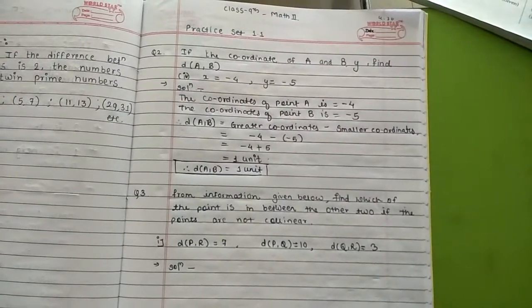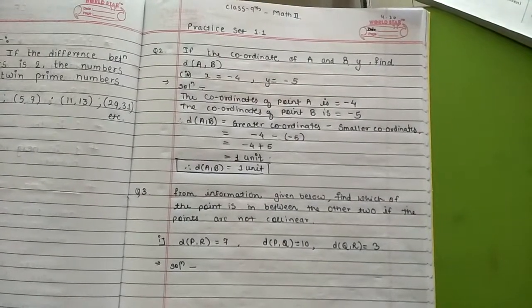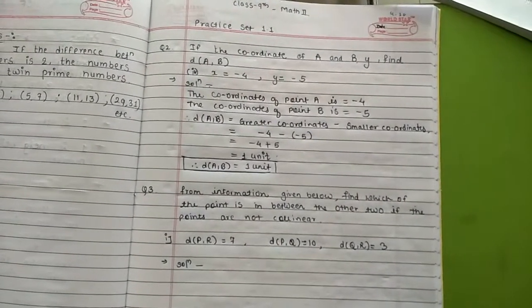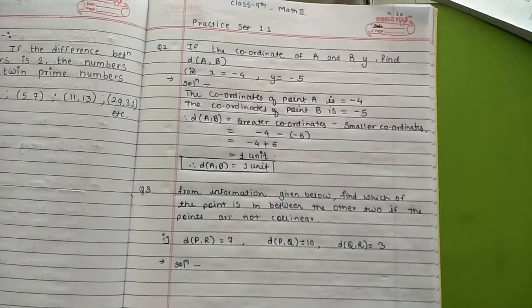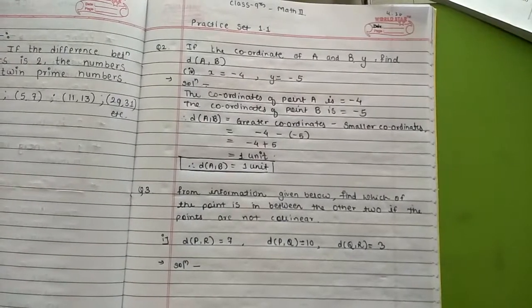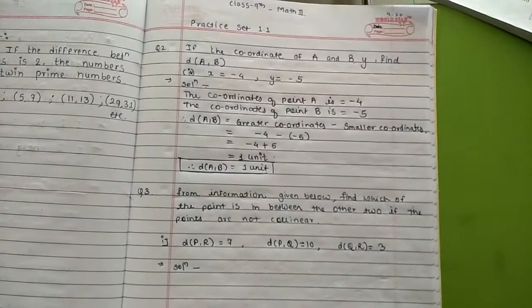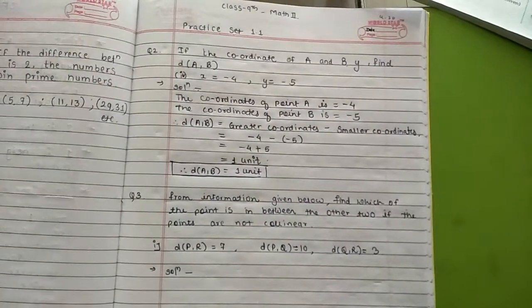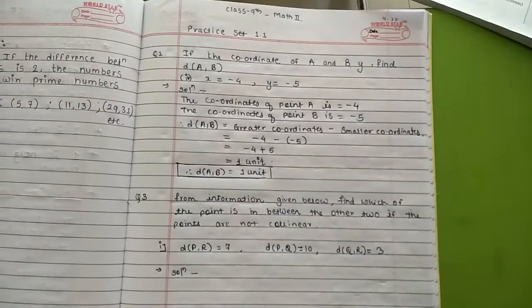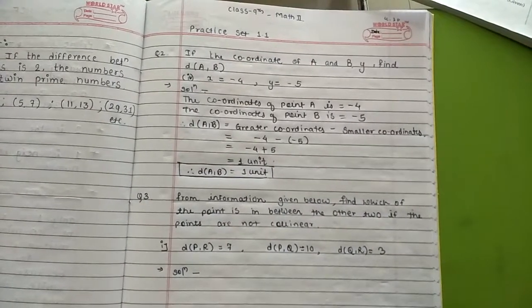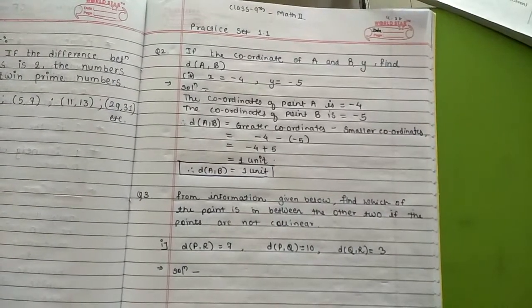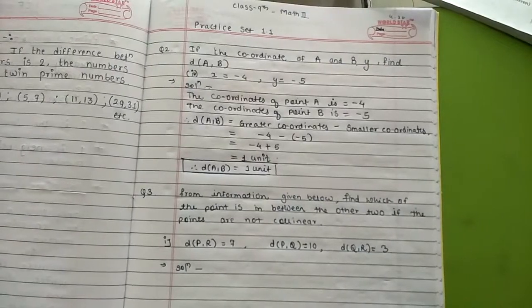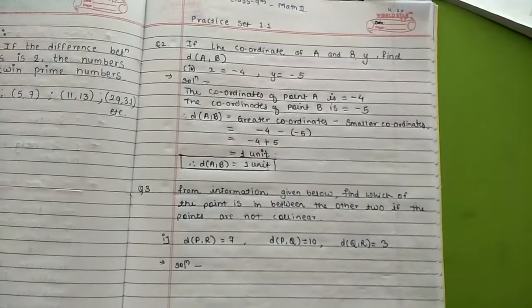So today we are going to start the next question from practice set 1.1. I hope all of you solved question number 1 and understood how to find the distance between two coordinates on a number line. Now we are going to see question number 2. If the coordinates of A and B are x and y, find the distance between A and B.